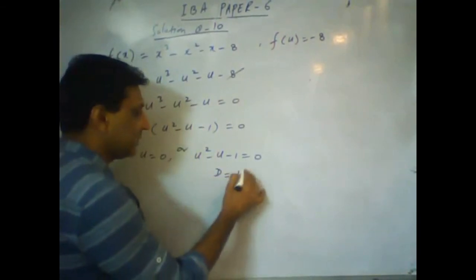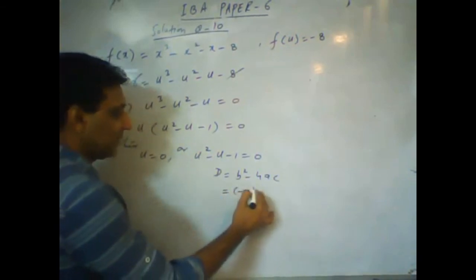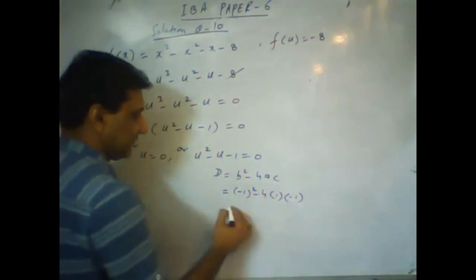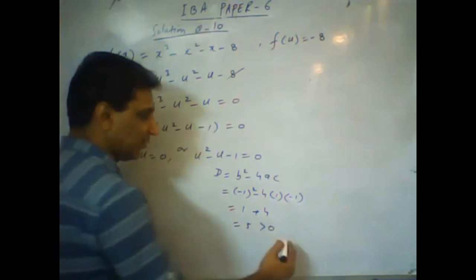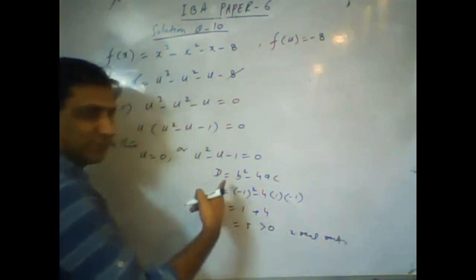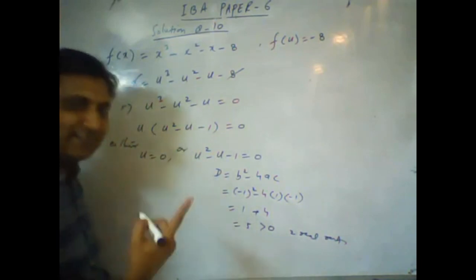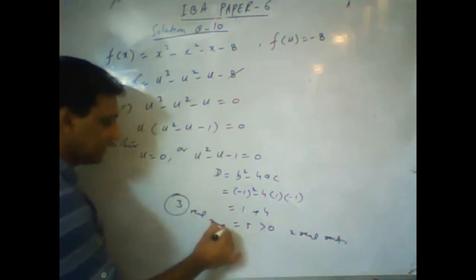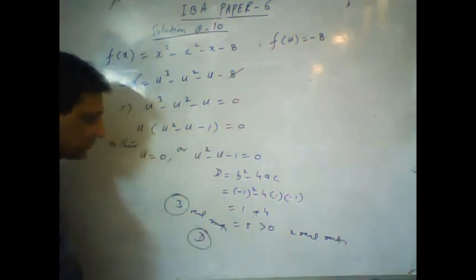So better find out the discriminant. Discriminant is equal to b square minus 4ac. So b square, minus 1 square, minus 4, a is 1 and c is minus 1. So that's 1 plus 4, 5. That's greater than 0. So there are two real roots from here and one real root from here. So we have three real roots here. So the option is 3, that is option D. Thank you.